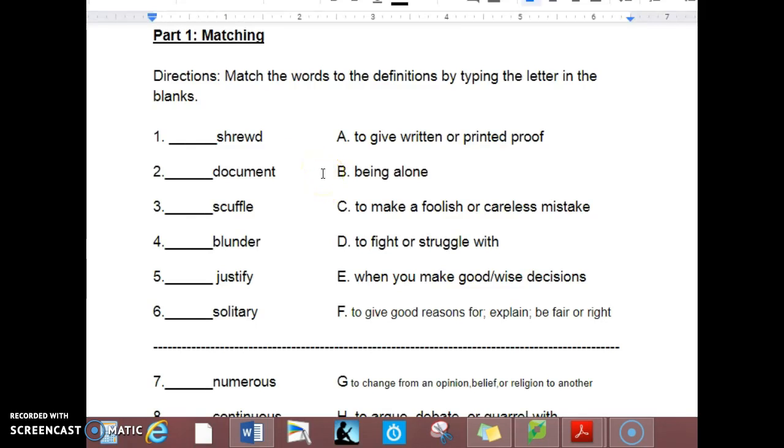B. Being alone. C. To make a foolish or careless mistake. D. To fight or struggle with. E. When you make good or wise decisions. F. To give good reasons for, explain, or be fair or right.